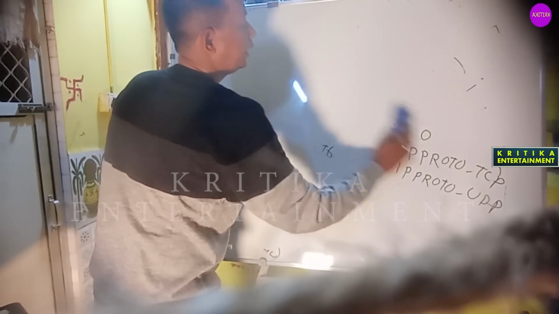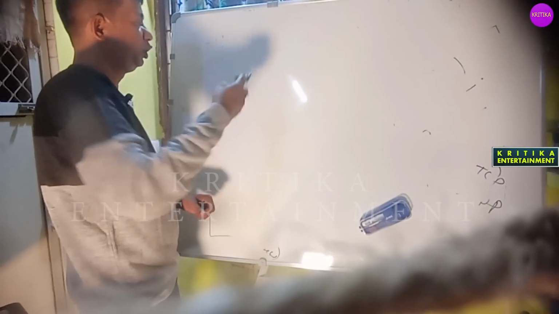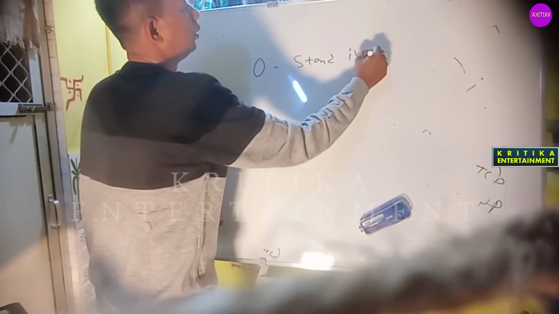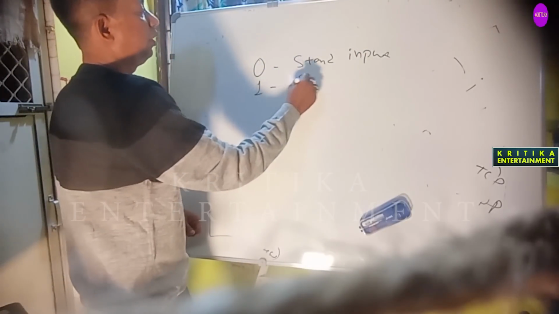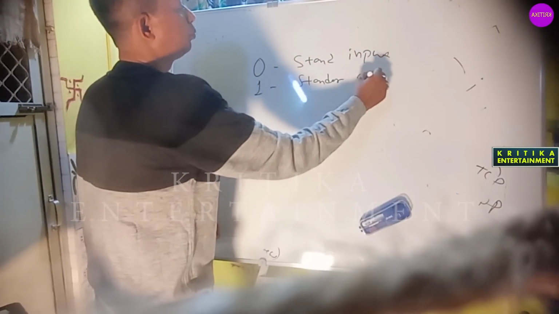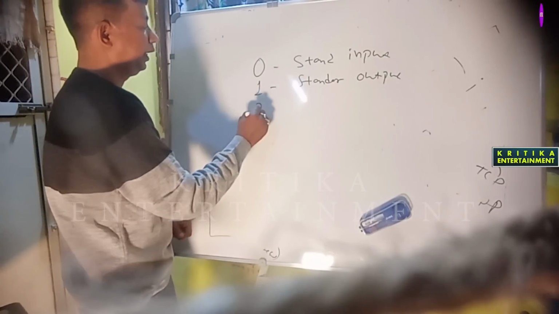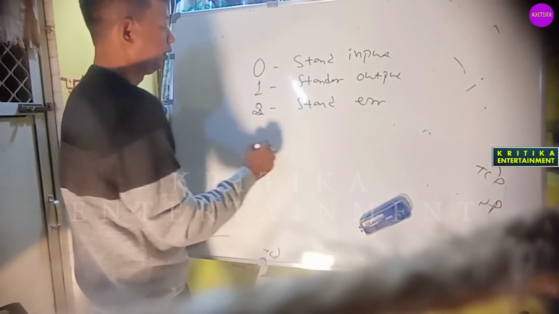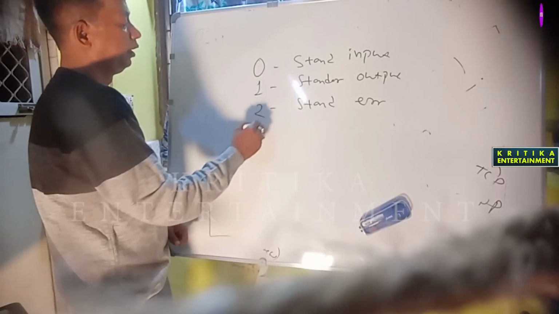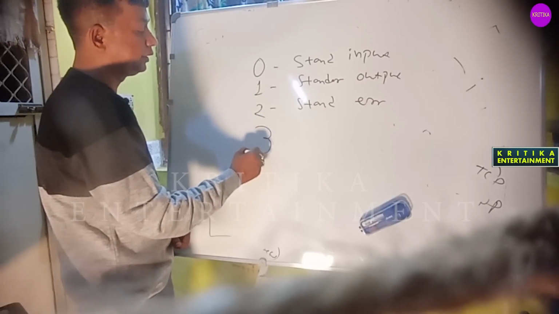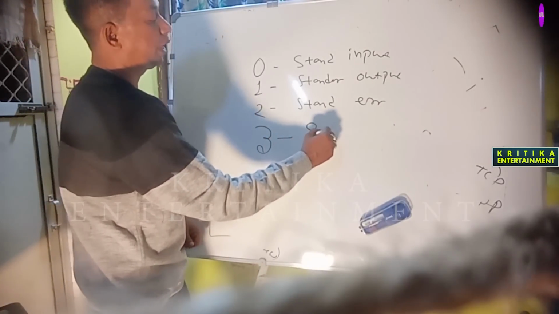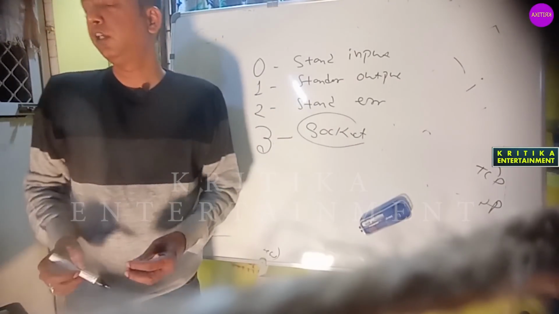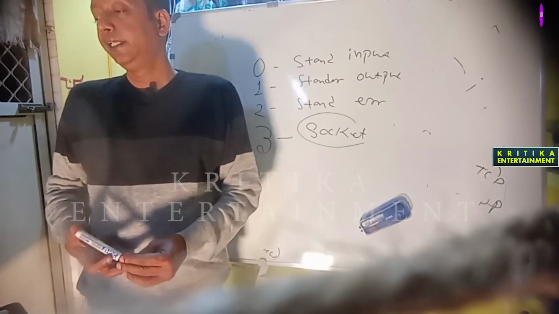The question is why it displays 3. First, 0 is for standard input, 1 for standard output, then 2 for standard error, and then the last value you will find is 3, which is allocated for the socket. So the value of the socket is 3, and you can see that the displayed socket value is 3.